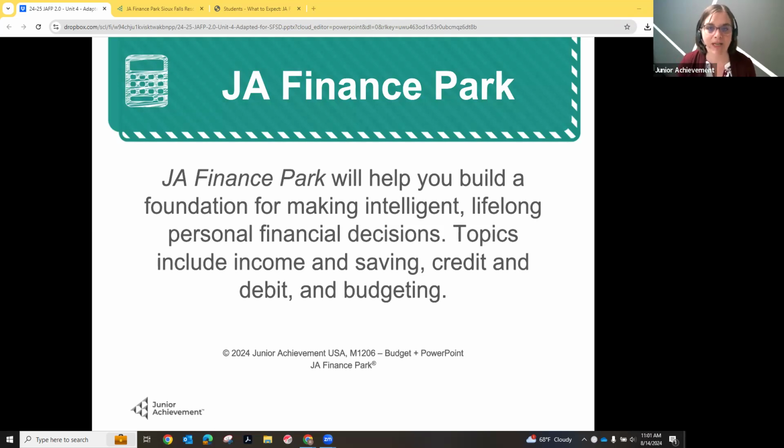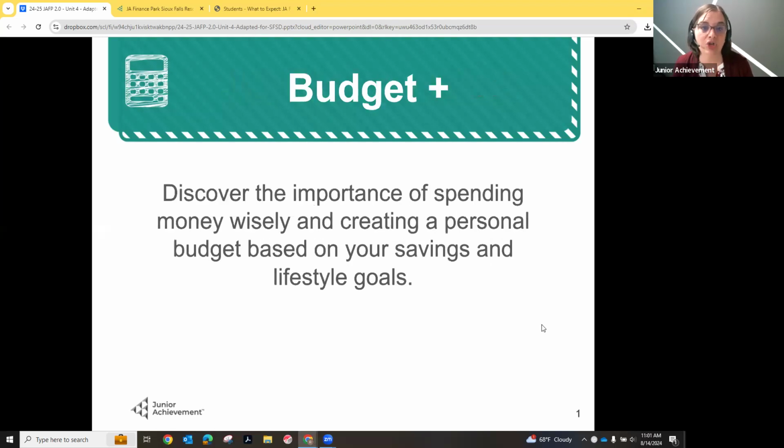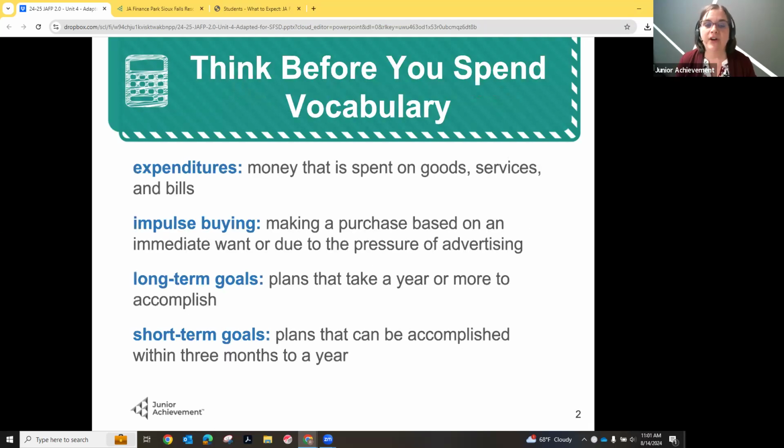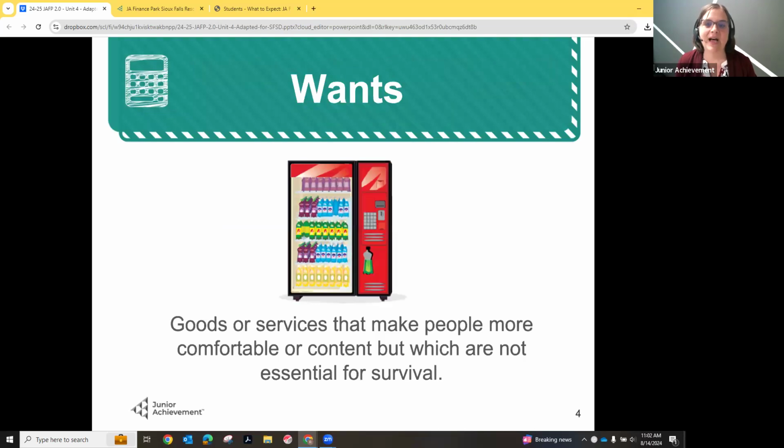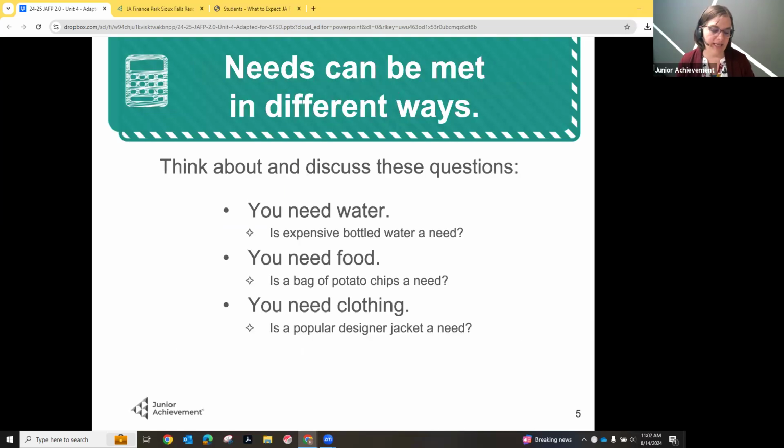Again, feel free to pick and choose from the PowerPoint, but there are some really good things in here. We want to talk to them about what a budget is in general. There are vocabulary terms you can walk through with the students, and they're in their student workbooks as well. The main focus of this first portion is going to be needs versus wants. And one way to showcase them is to use the purchase list.